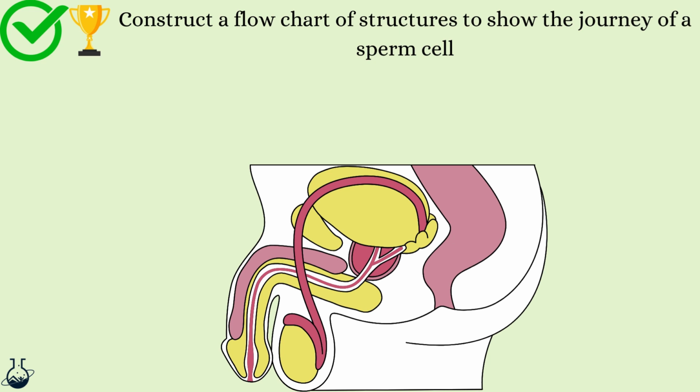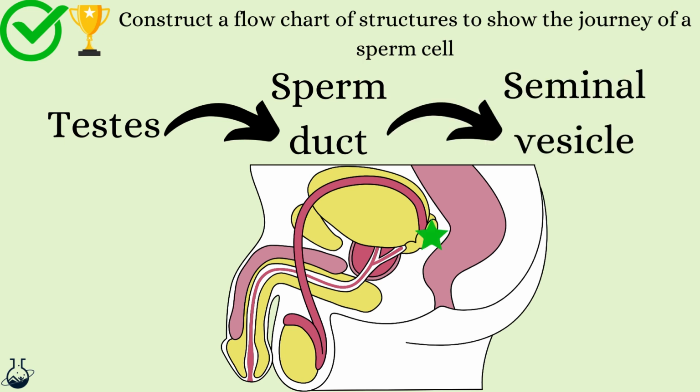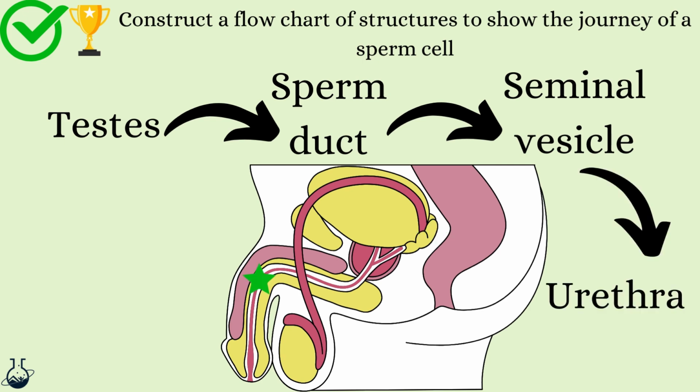If you tried the challenge to construct a flowchart of structures to show the journey of a sperm cell, a flowchart is a series of words or statements placed in order and connected by arrows. So, sperm are made in the testes, and when released travel down the sperm duct. They then mix with seminal fluid in the seminal vesicle and exit via the urethra. Good job, everyone.